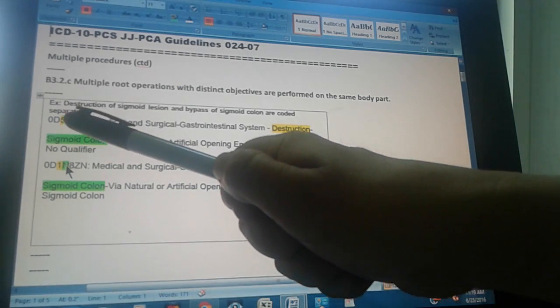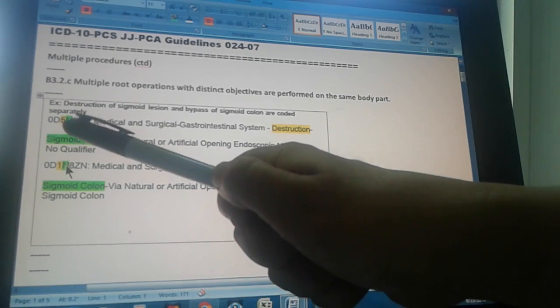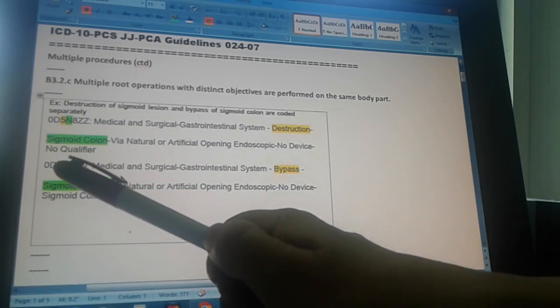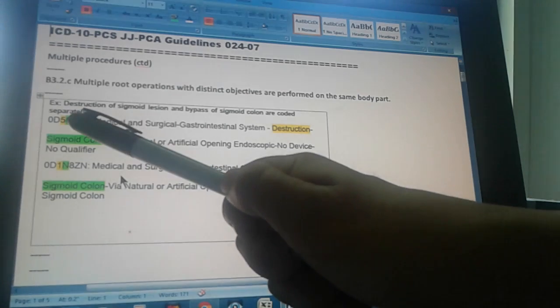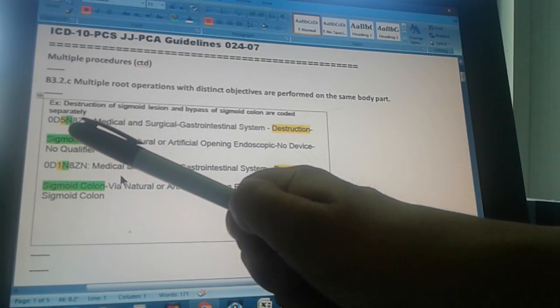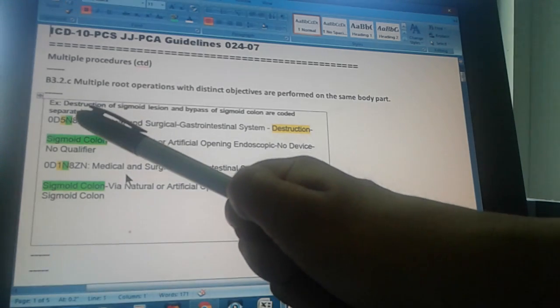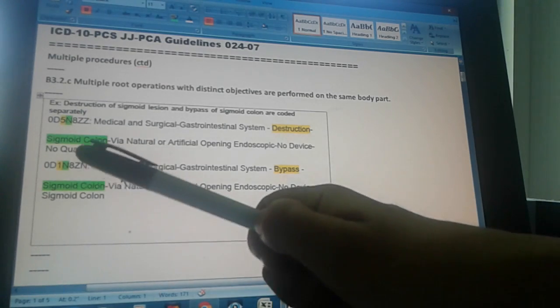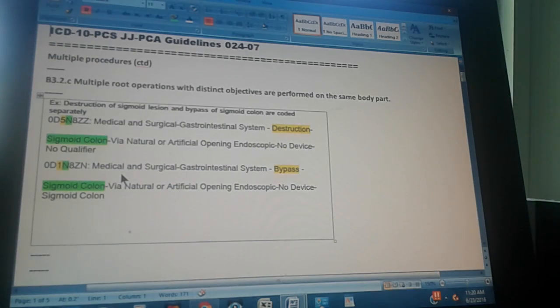You can tell here that the third character is the root operation. In the first code it is 5, because that's the destruction. In the second code it is 1, because that's the bypass. The fourth character is the body part, which in this case is the sigmoid colon, and it's the same for both. N means sigmoid colon, and N is sigmoid colon, which is the same thing. But we need two codes because they are two different objectives on the same body part. So that's our theory for today. Now we're going to do the problem. Ready, set, go.